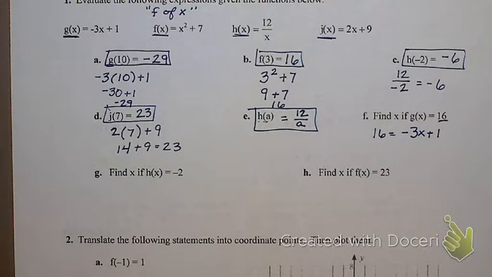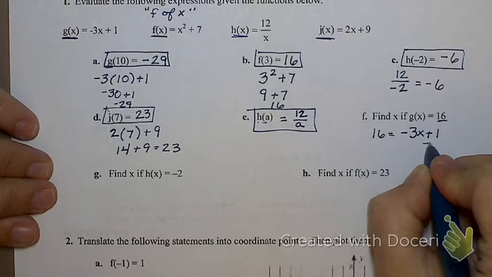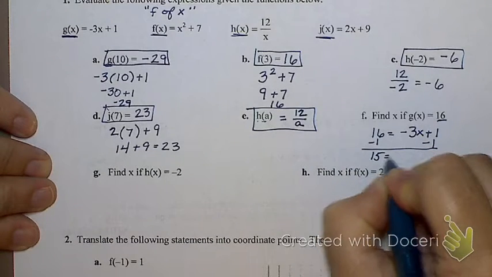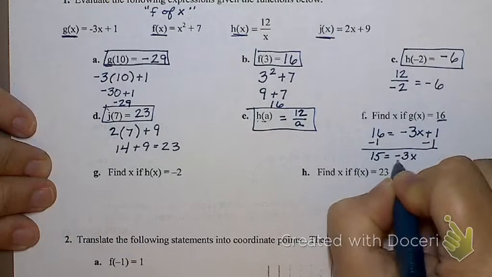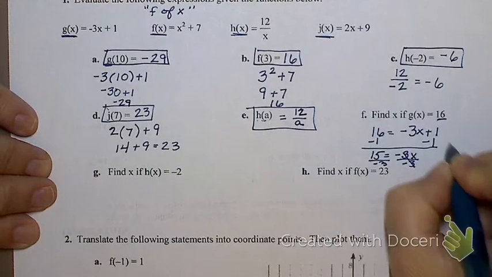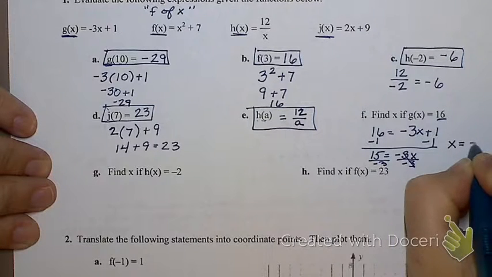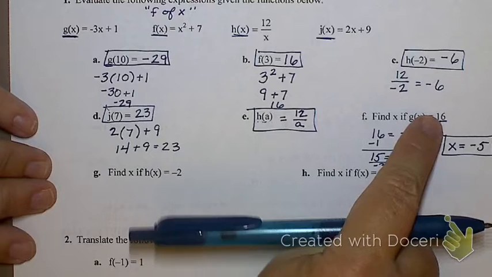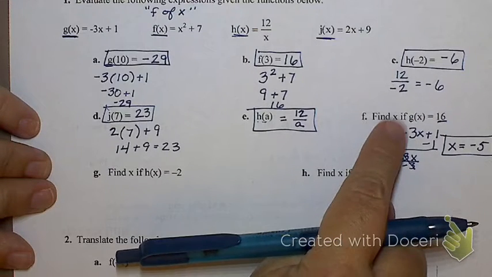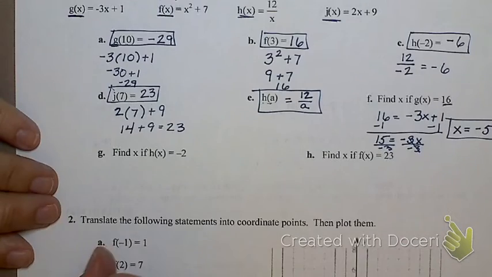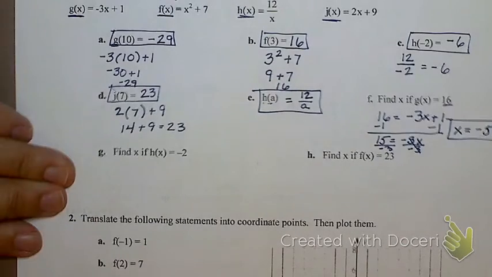Not yet. You subtract 1. I need to subtract 1 first. So 15 equals negative 3x. Now I can divide by negative 3. And what does x equal? Negative 5. So I'm giving you the output and which formula to use or which function equation to use, and you find the input. Okay? Can you try that with letter G? Yep.